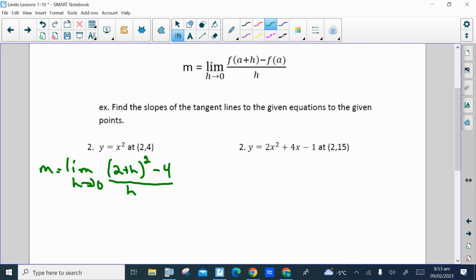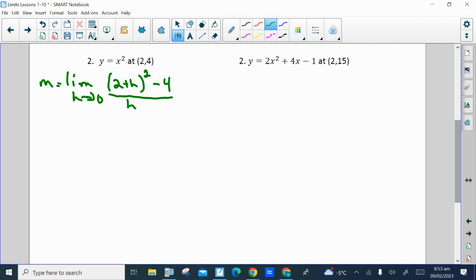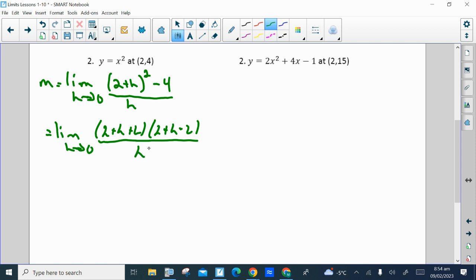Again, 0 is a non-permissible value, so we need to do some algebraic work to get rid of that factor of h on the bottom. Now you could, on top, square out the 2 plus h, simplify it, and then factor that quadratic, or you can just go straight to difference of squares, which is what we've done in the past. That's a difference of squares, so it'll be 2 plus h plus 2, times 2 plus h minus 2.